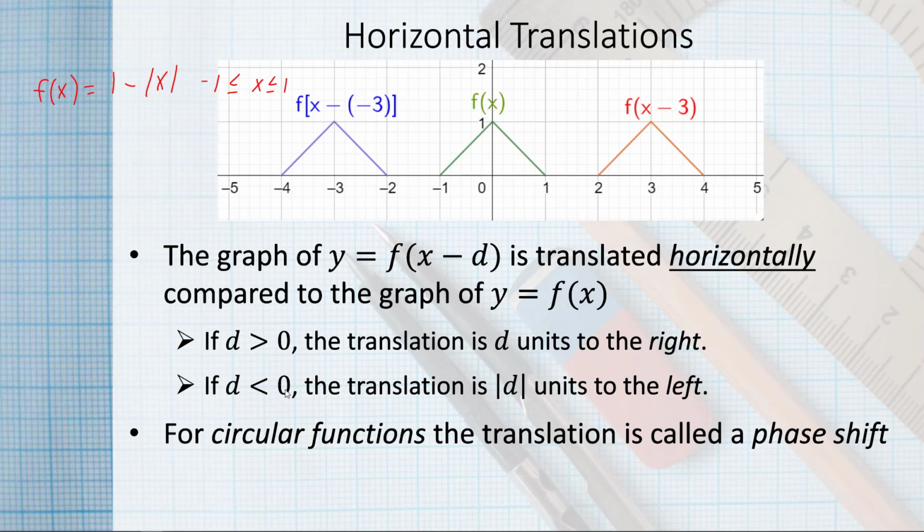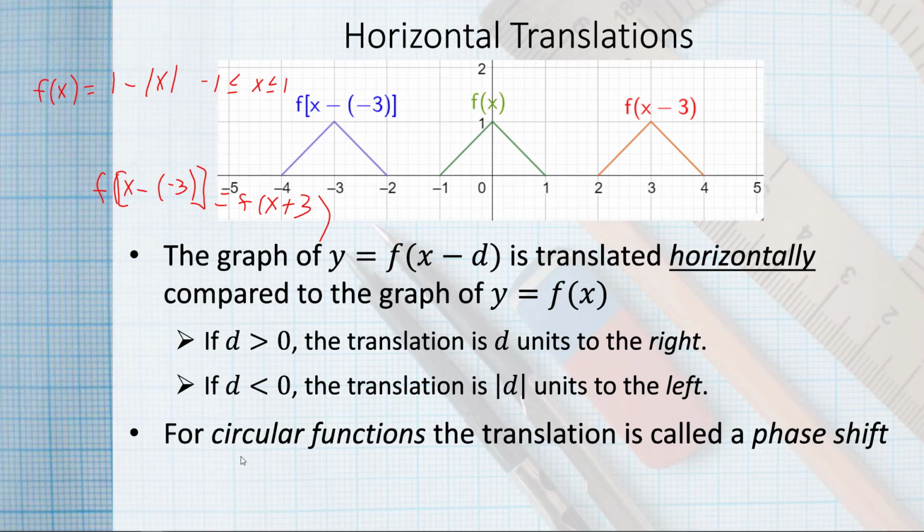And then once again, if d is less than 0, then I will have f of x minus -3, which of course is just like f of x plus 3, which will be a translation to the left 3 units, or the absolute value of d units, whatever d happens to be.